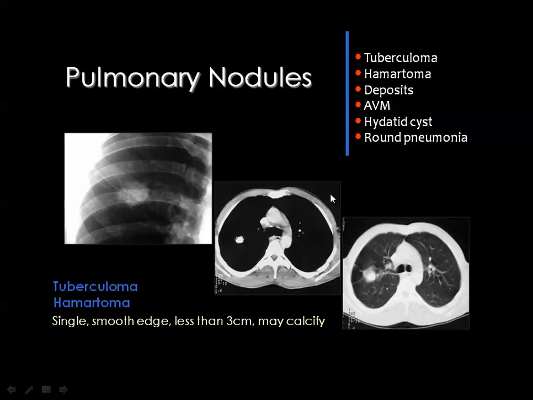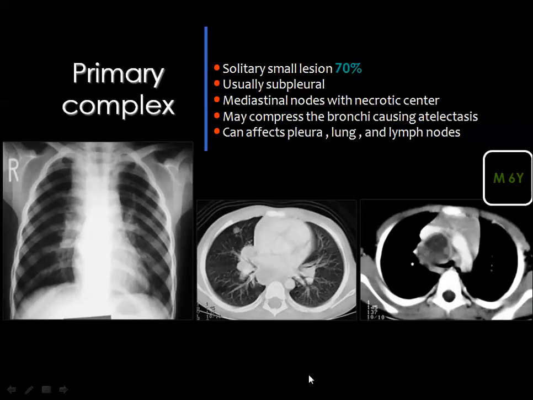Of course, you know that tuberculoma and hamartoma are benign lesions that contain calcium. They usually show smooth margin and internal calcification. And if you see a lesion like this in the apex of the lung or in the upper lobe with a smooth margin and there is internal calcification in a child or in an adult, you can say safely that you are dealing with a tuberculoma.